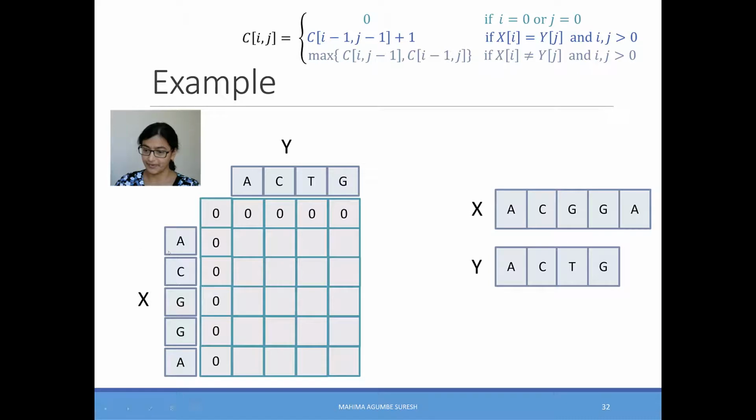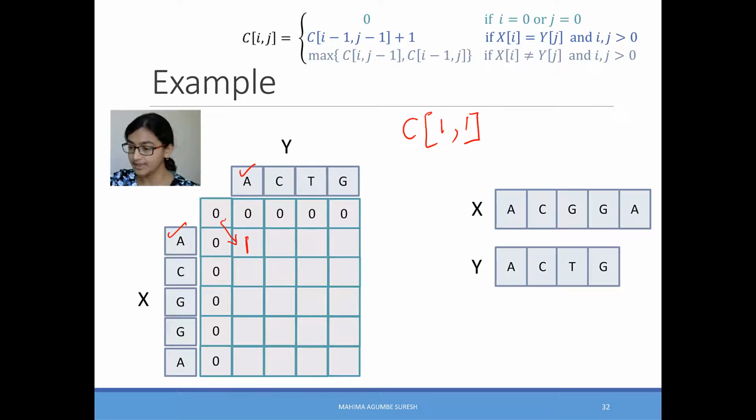So let's start there. The first thing we are looking at is C of 1 comma 1. Now let's see which of these cases applies by checking if x of i and y of j are the same. Of course, they are the same because we are looking at A, which is common. So at that point, we look at the diagonally previous entry and add 1 to it. So we end up with 1 here.